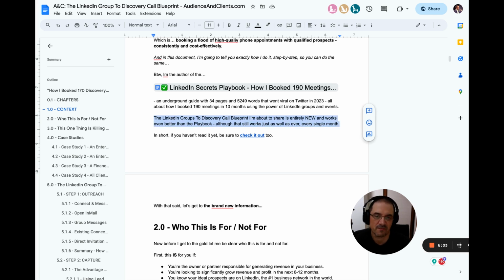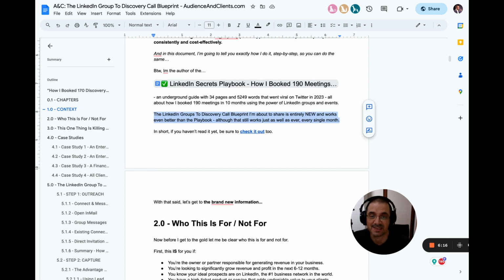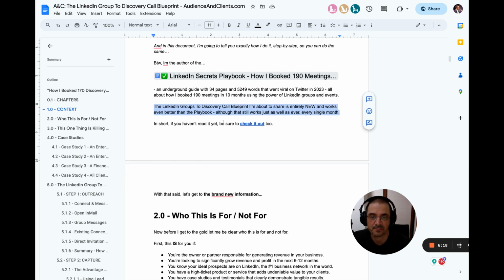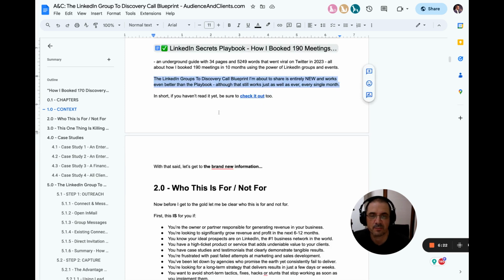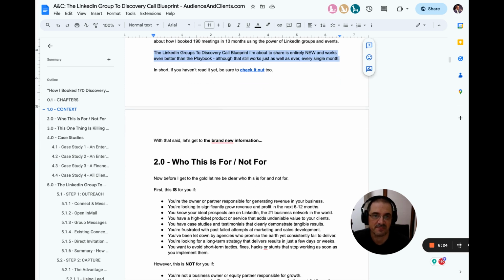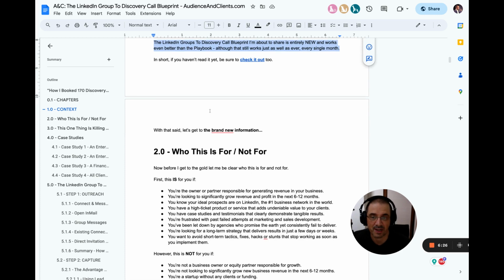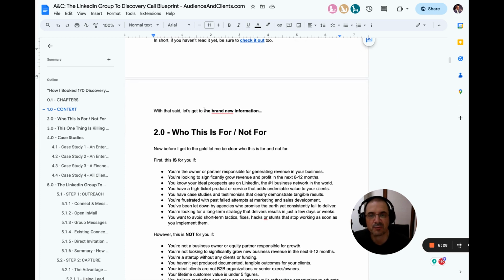And although events work just as well as ever every single month, I love simplicity and I love the extra results, the even greater results that I've been generating with my clients as a result of this even simpler strategy. But definitely check out the playbook if you're at all interested in leveraging events. I break down exactly how I achieve those kinds of results consistently for my clients. But with that said, let's get to the brand new information.